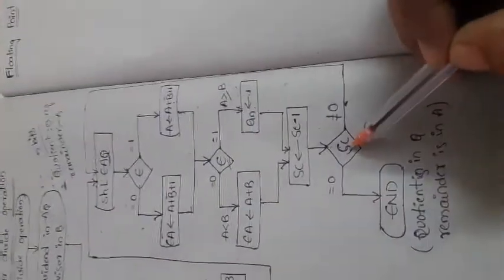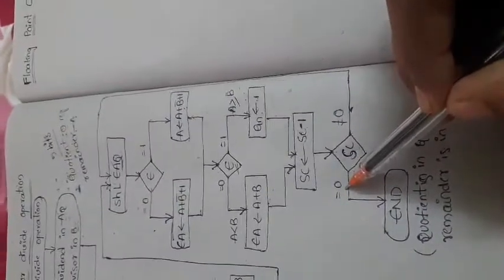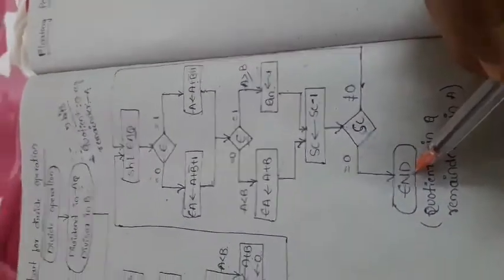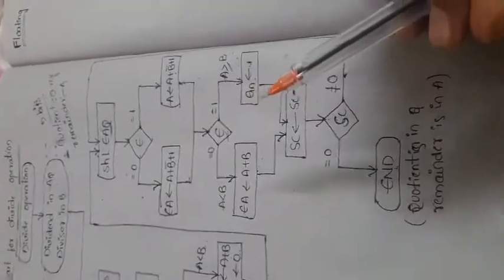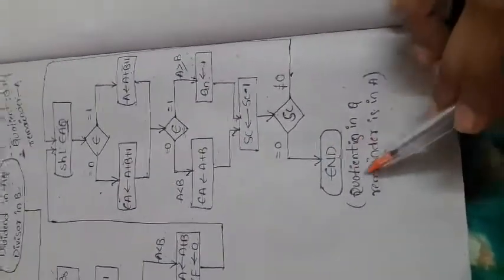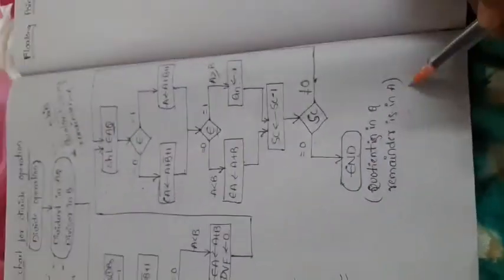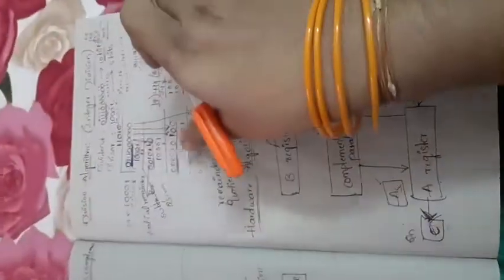If the SC, that means the sequence counter value, is 0, then we go with the end of the procedure. If the SC value is 0, then end the procedure, that means the operation is completed. The dividend is totally completed, all the bits of the dividend are processed, so we can end the procedure. The coefficient is present in Q and the remainder is present in A. So this is the flow chart for the division operation, this is the hardware algorithm, and this is the normal division operation between any two binary numbers.